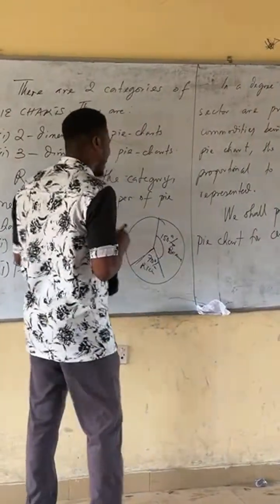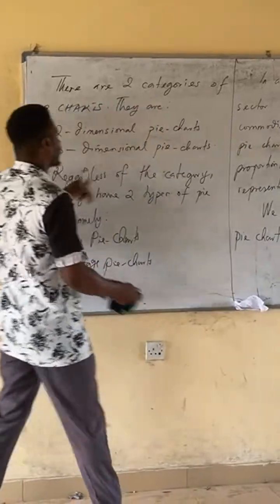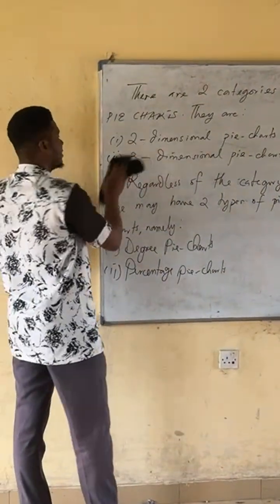Let us now look at example 4. In example 4, we are going to use the data of example 2. So can I wipe this off? Thank you.